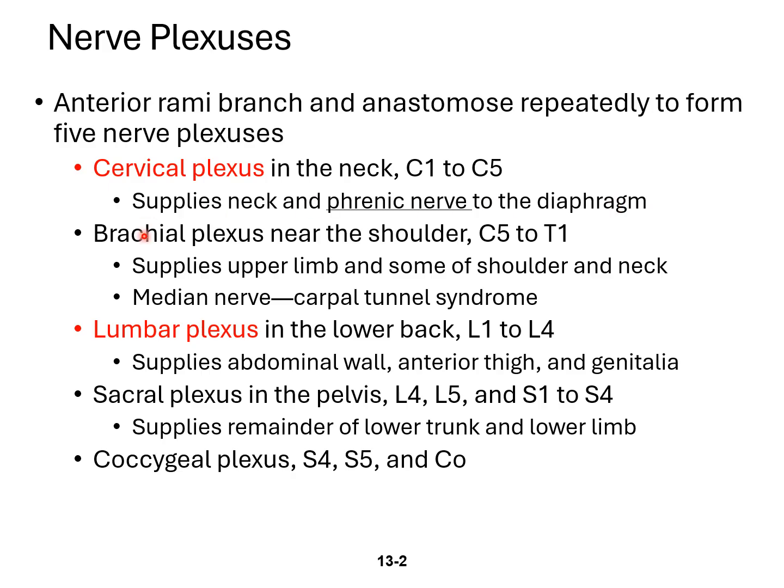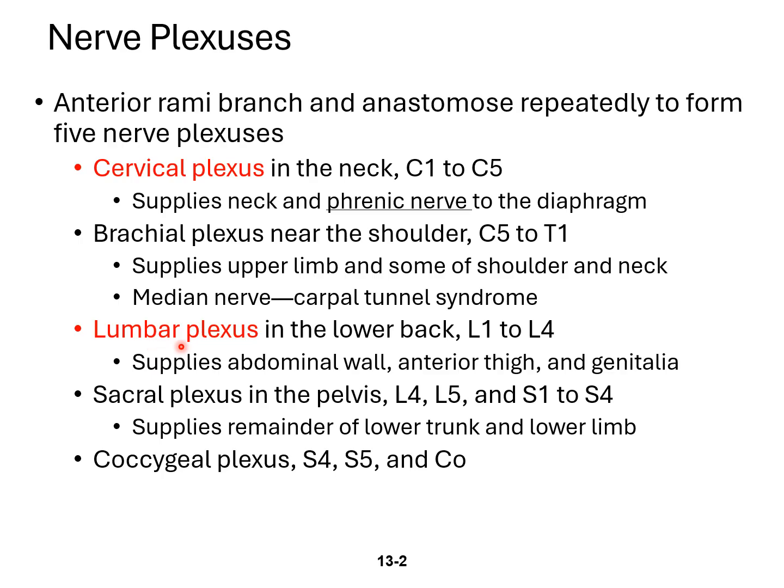You have brachial plexus in the shoulder, and that's going to be C5 to T1. It's not in red, so don't memorize it. But one thing I want to point out is, because it's still cervical in the neck, C5 to T1, this is going to supply the upper limb, some of the shoulder, and some of the neck, but also is going to be the basis of the median nerve, which is the nerve that gets pinched within carpal tunnel syndrome, and that flexor retinaculum we talked about on the last test. So that kind of brings it all back to carpal tunnel syndrome.